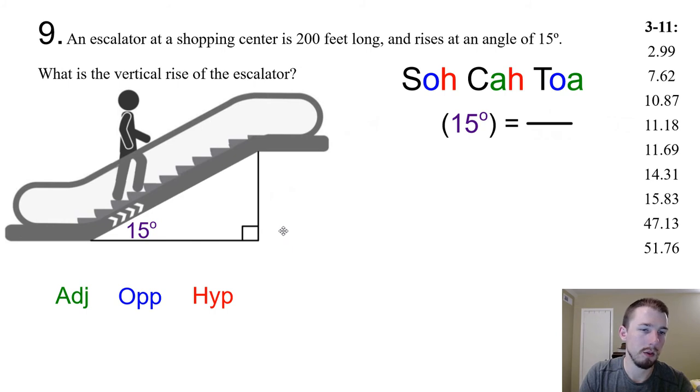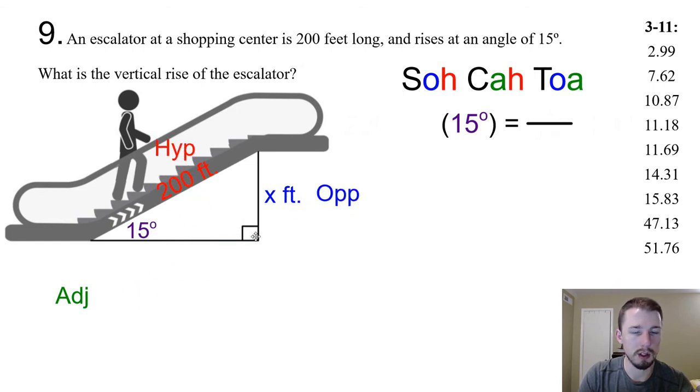And then it says that we want to know the vertical rise of the escalator. Well, that's how high the escalator goes up. So that's going to be the x that we're solving for. And the escalator is 200 feet long, so that's going to be the hypotenuse length of the escalator. With respect to this angle, x is going to be the opposite side. The 200 feet is the hypotenuse because it's opposite of our right angle.